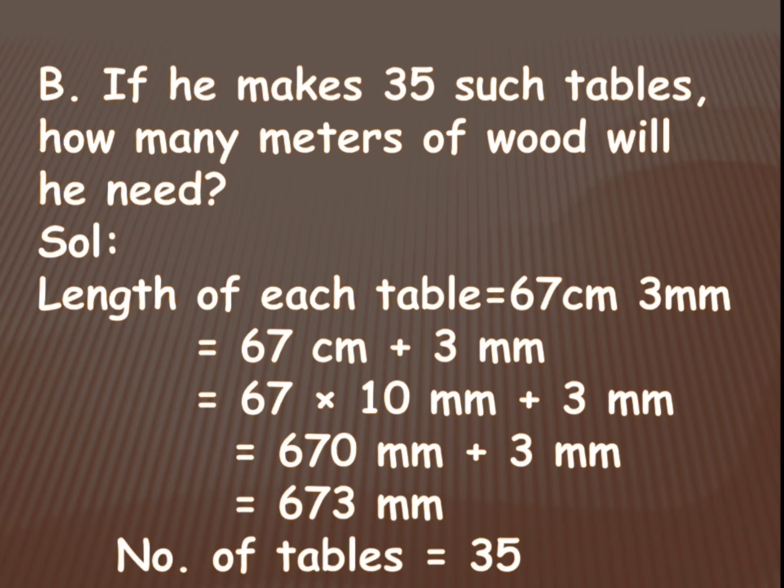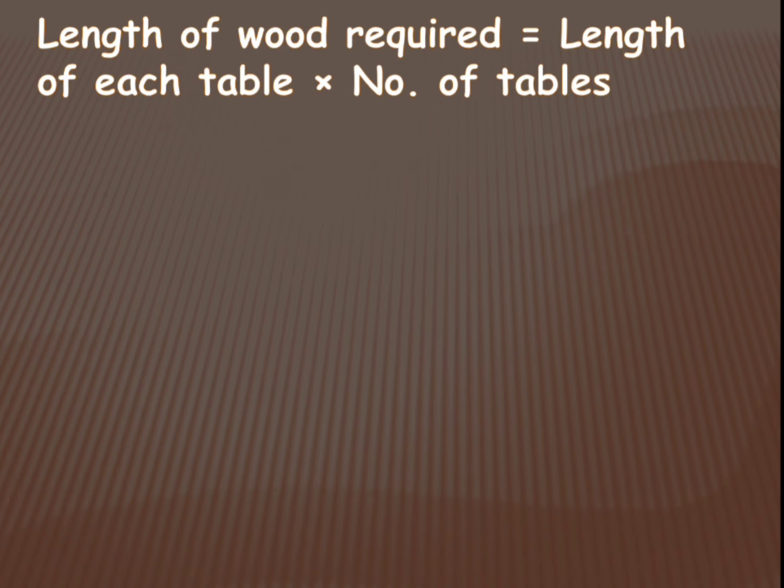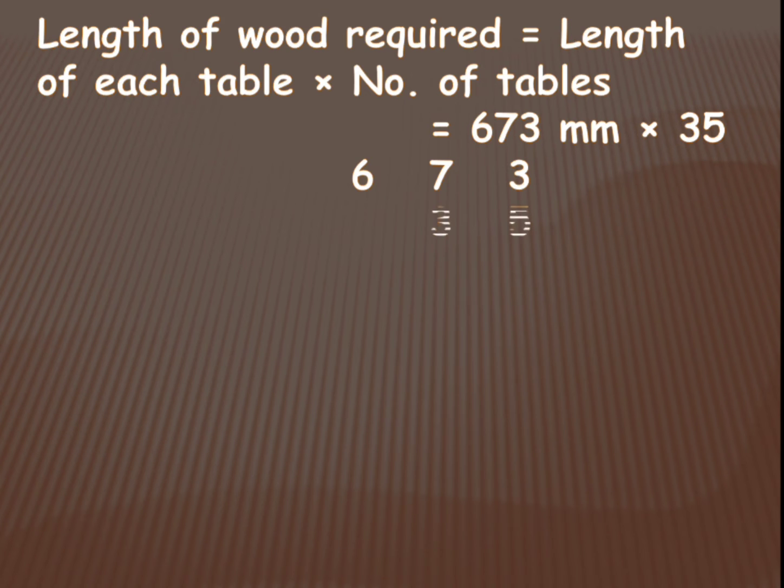Now we need to calculate for 35. So how do you have to do? Just multiply. So length of wood required is equal to length of each table, that is 673, into number of tables, that is 35. Okay, you already know how to do the multiplication, isn't it, children? You either go with box model or column method. It's your wish. I have done in the column method.